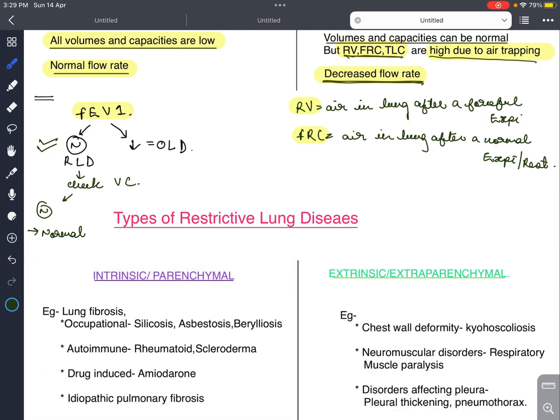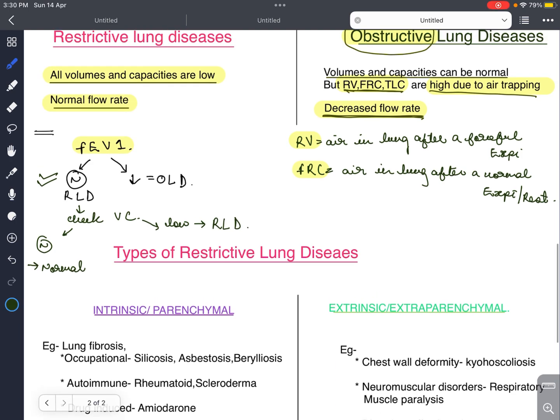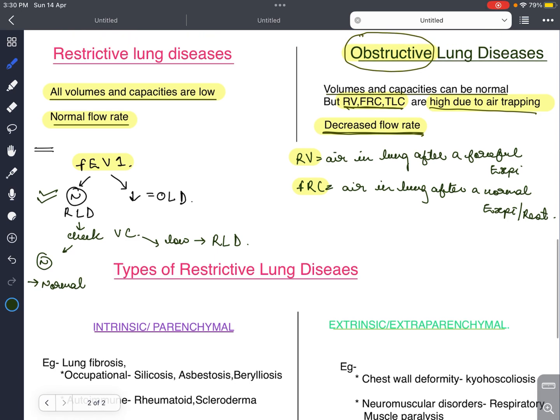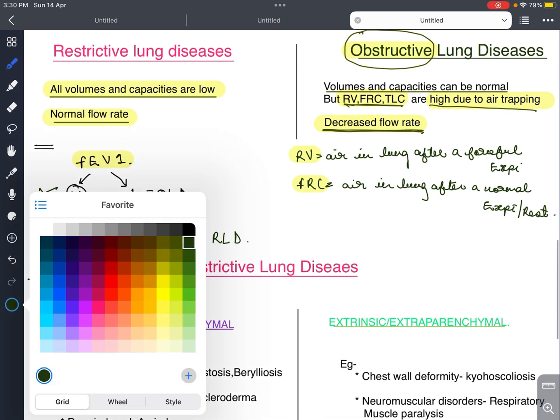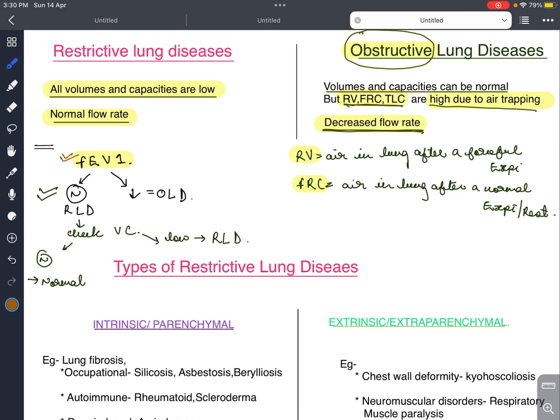He is absolutely normal. But if the vital capacity is low, that means the patient is suffering from a restrictive lung disease. I'll explain it to you again. If a patient comes to you with any symptoms of a lung disease, then you should differentiate between restrictive and obstructive lung disease first of all, and you should check the FEV1 level. If the FEV1 level is normal, then you can think about restrictive lung disease. If it is less, then you have to go for obstructive lung disease.